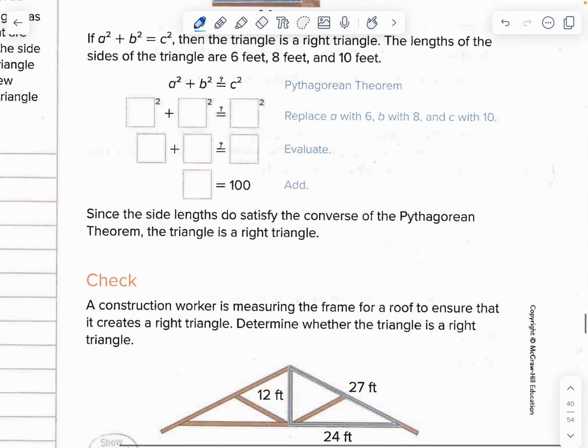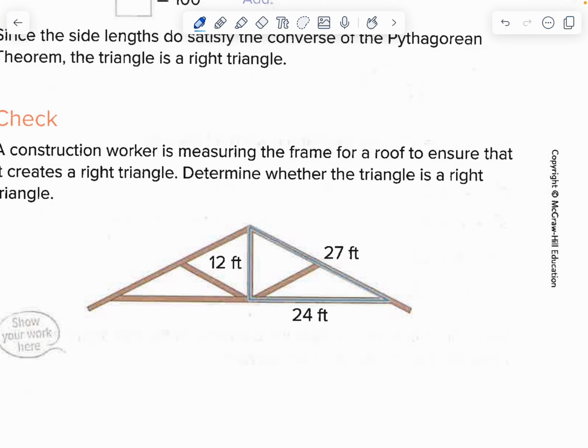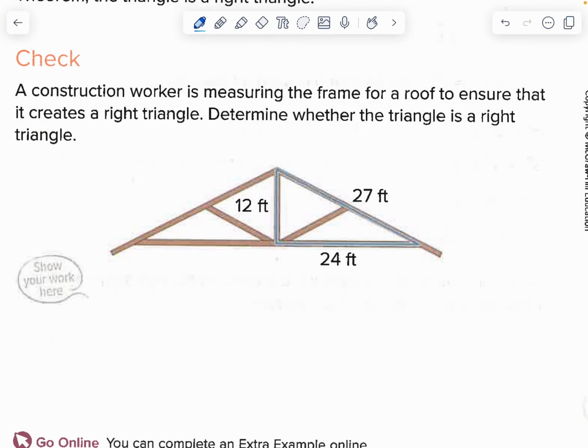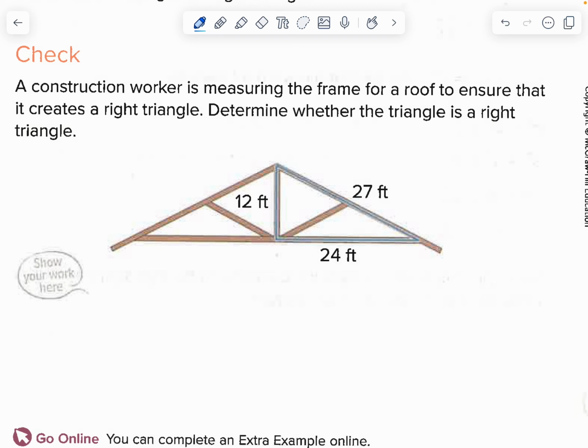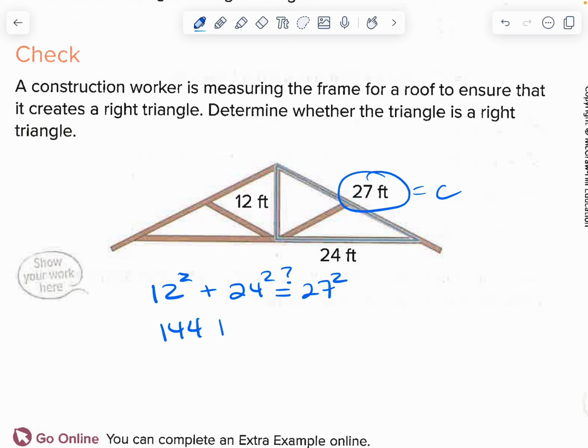Okay, then I come down here. A construction worker is measuring the frame of a roof to ensure that it creates a right triangle. Determine whether the triangle is a right triangle. So again, this would be the C value because it's the longest side. So 12 squared plus 24 squared, does that equal 27 squared? So I have 144 plus, I think it's 576. Yes, 576.